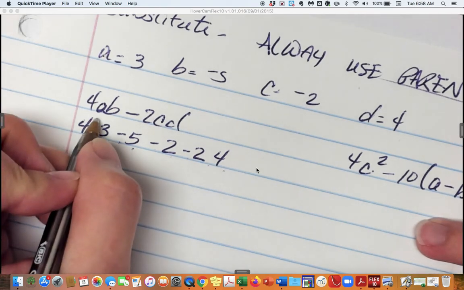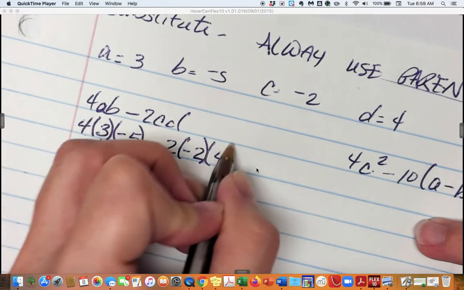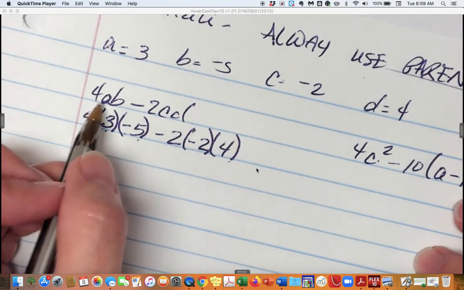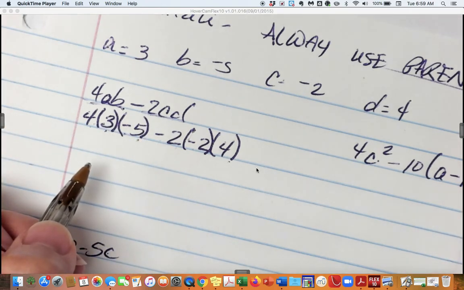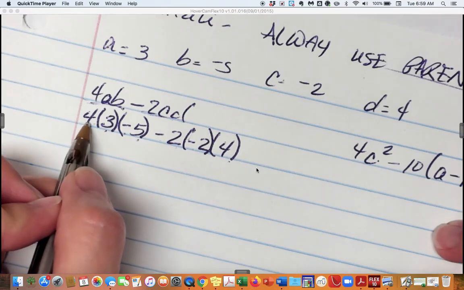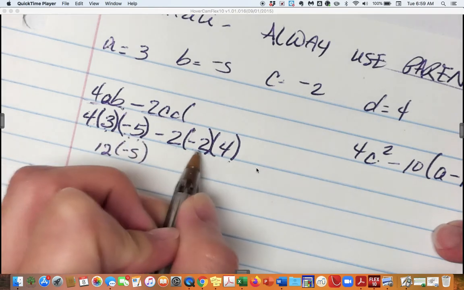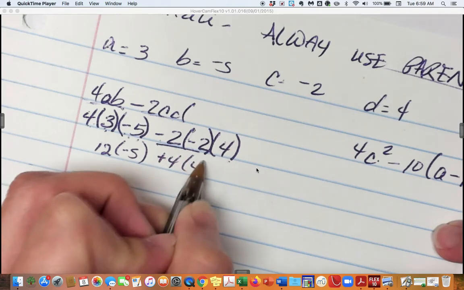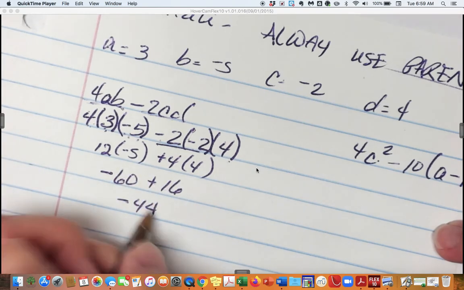By using parentheses around each variable that you substitute for, you keep the problem correct. You keep it intact. So this means all of these factors are multiplied together. All of these factors are multiplied together. So by using parentheses, I keep that same meaning. So I know that I have 4 times 3 times negative 5. So that would be 12 times negative 5. I can come over here and do these first two. Negative 2 times negative 2 gives me a positive 4 times 4. So that would be a negative 60 plus 16. So that would give me a negative 44.